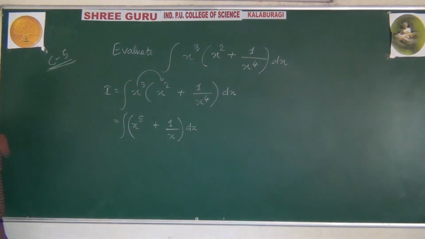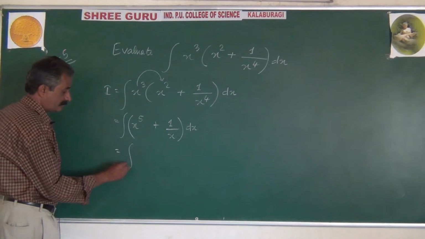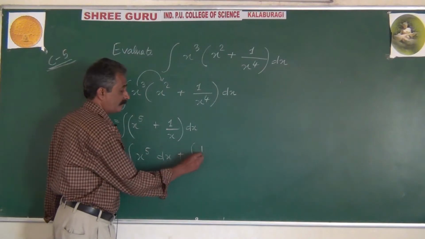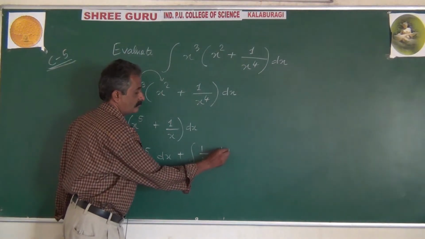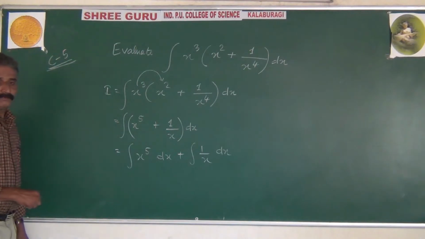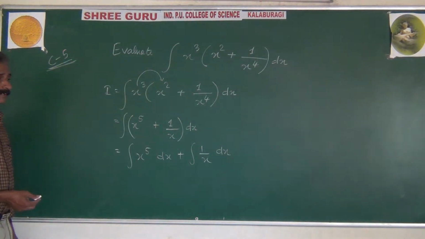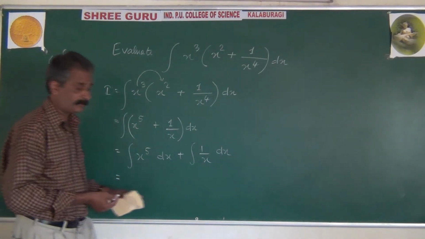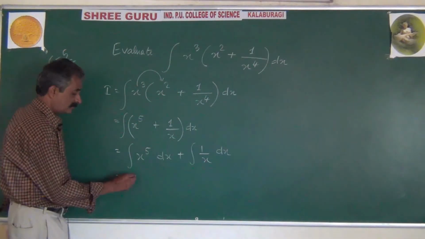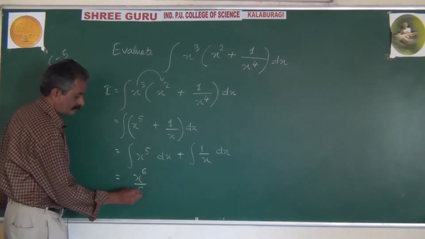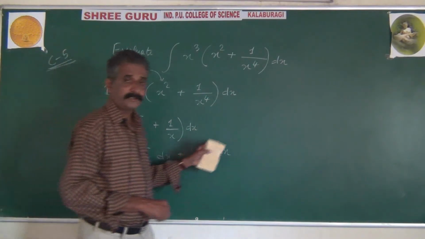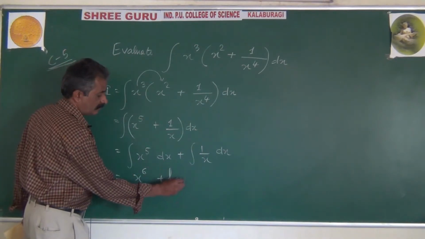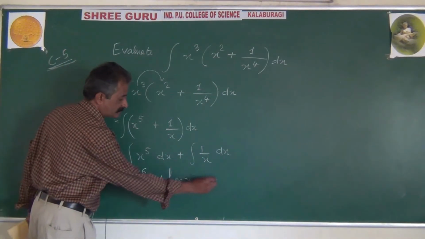Now we can apply a rule of integration. First term, integration of x power 5 dx, plus second term, integration of 1 by x dx. By using the standard formulas of integration, how much is integration of x power 5? It will be x power 5 plus 1, that is x power 6 divided by 6. Whereas integration of 1 by x is log x or ln of x plus a constant.